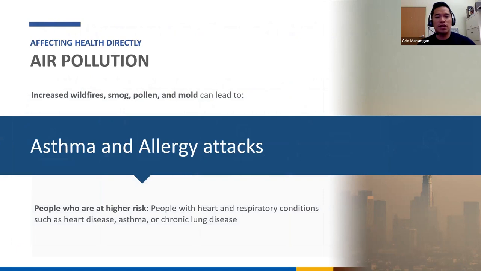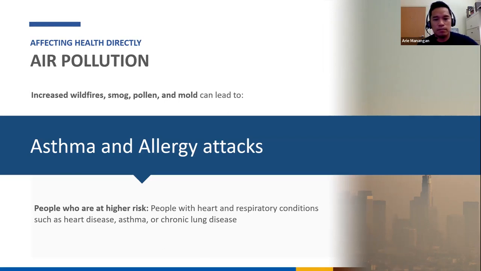So now I'm going to more specifically talk about how climate can affect health. One of the effects of climate change that may not seem so obvious is how climate will directly affect air pollution. Climate change will increase the risk of wildfires by producing warmer and drier conditions. There will also be an increase in smog, pollen, and mold, which can lead to asthma and allergy attacks. Climate change is projected to harm health by increasing ground-level ozone and particulate matter pollution. Ground-level ozone is a key component of smog and is associated with many health problems, such as diminished lung function, increased emergency room visits, and increases in premature deaths. Individuals that are most at risk to air pollution include those with heart and respiratory conditions such as heart disease, asthma, and chronic lung disease.